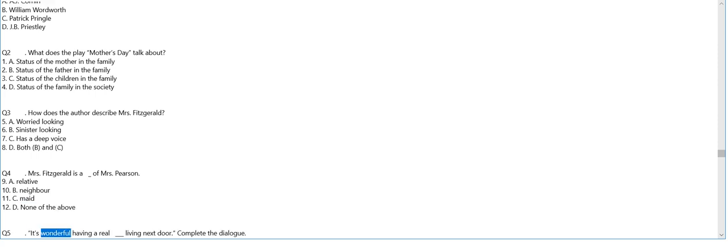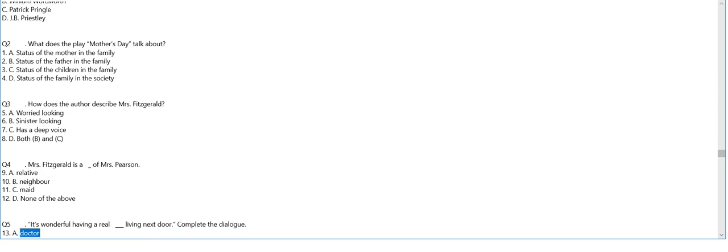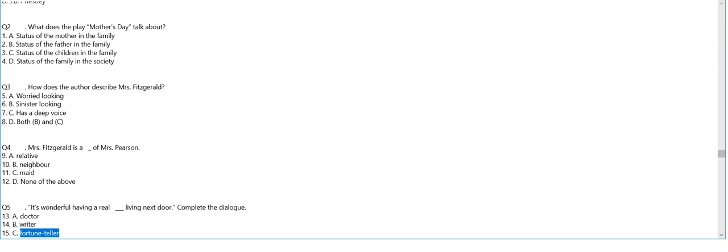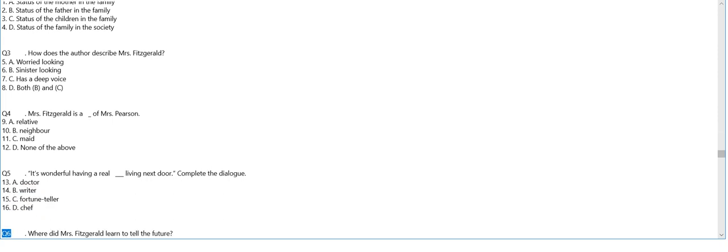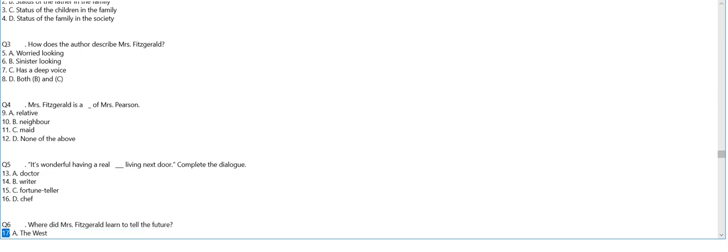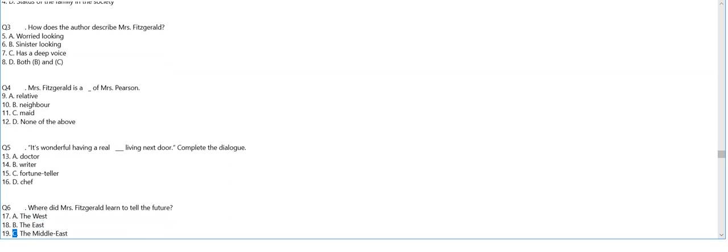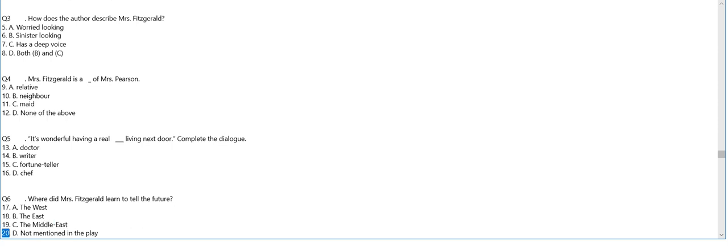Q5. It's wonderful having a real blank living next door. Complete the dialogue. A. Doctor. B. Writer. C. Fortune teller. D. Chef. Q6. Where did Mrs. Fitzgerald learn to tell the future? A. The West. B. The East. C. The Middle East. D. Not mentioned in the play.